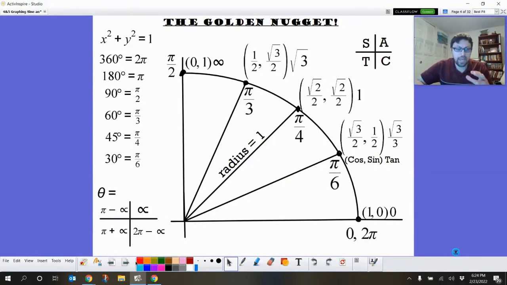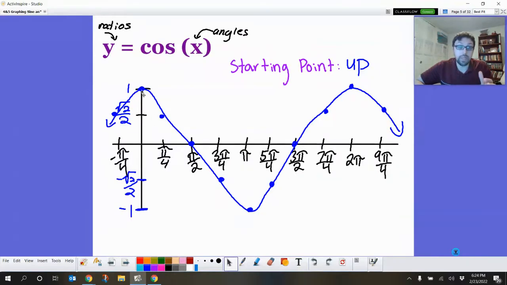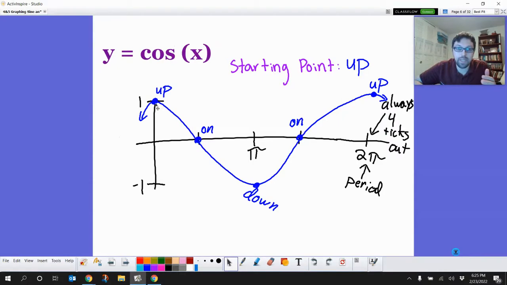If we took that idea and then graphed what was coming up, cosine would start at 1, the cosine of 0 being 1, the cosine of pi over 4 being the square root of 2 over 2. Then at pi over 2 cosine drops down to 0, and then this pattern emerges where it makes this cool wobbly thing. You can narrow it down, so really what's happening is cosine has a pattern of starting up, then going on the axis, then down below it, then on, and then up. It's always going to be 4 ticks out, and it's always going to go up, on, down, on, up.